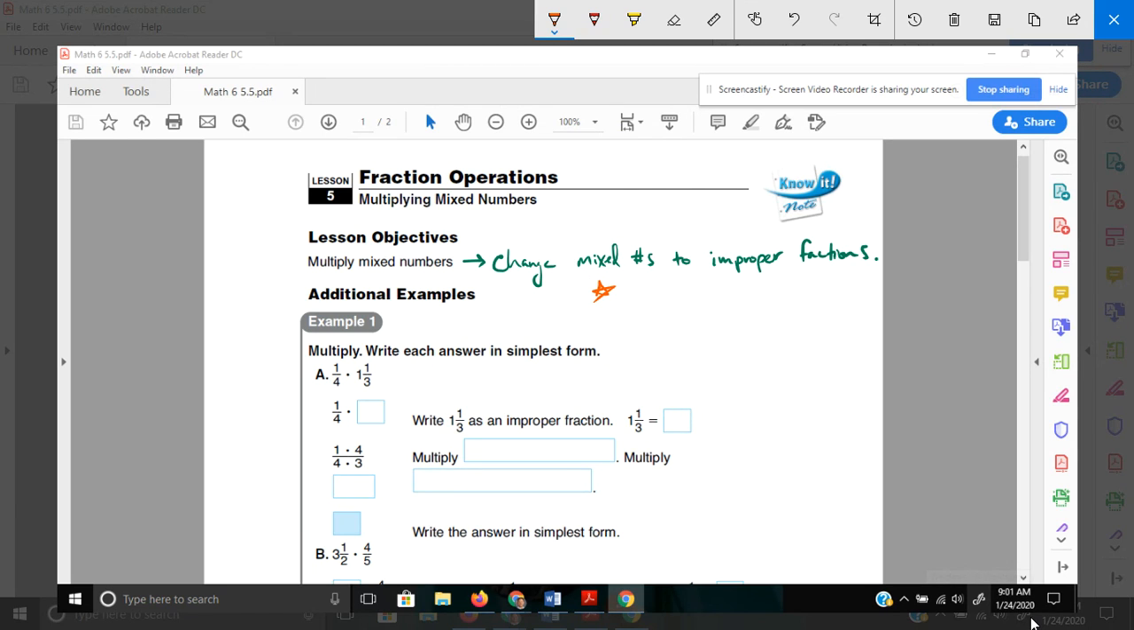So the way we do that is we take our whole number and we multiply that whole number, whole number multiplied by denominator, and then add the numerator.